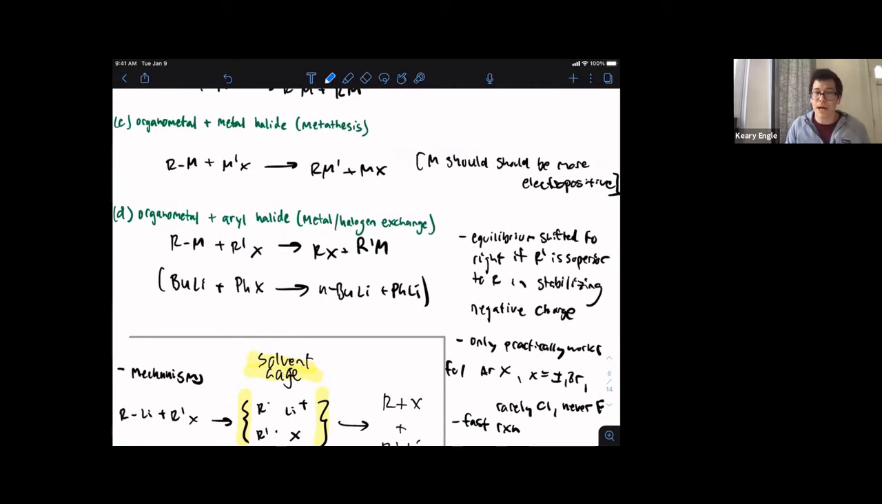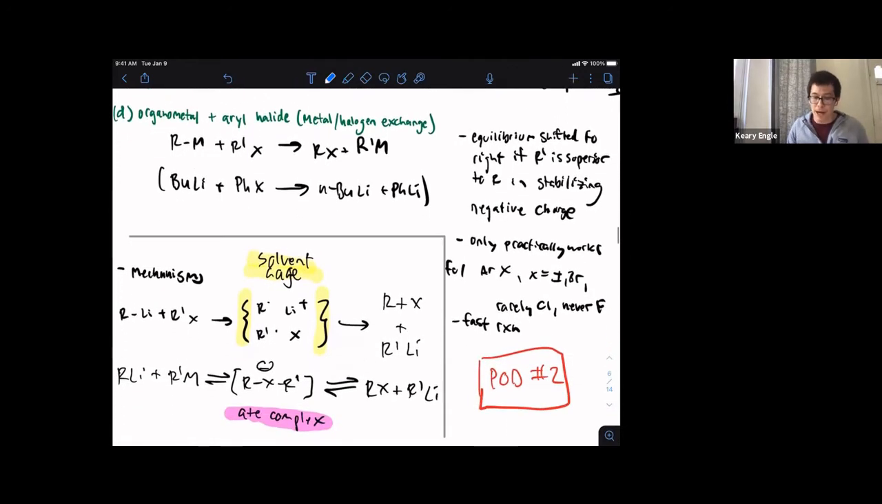A third type is type C here. This is an organometallic reagent plus a metal halide. And so some of you may have seen this type of transformation where you take an organolithium and then react it with a magnesium halide salt as a means of forming a Grignard reagent, for example. And the driving force here is that the metal that is ultimately forming the new interaction with the halide in this overall halide metathesis sequence should be more electropositive, such that it forms a stronger ionic interaction.